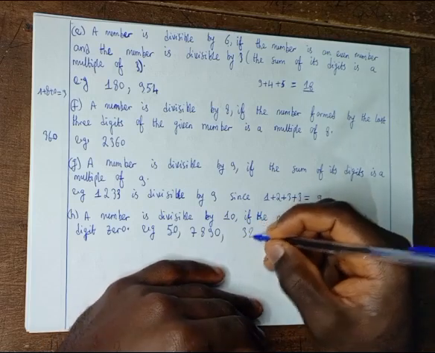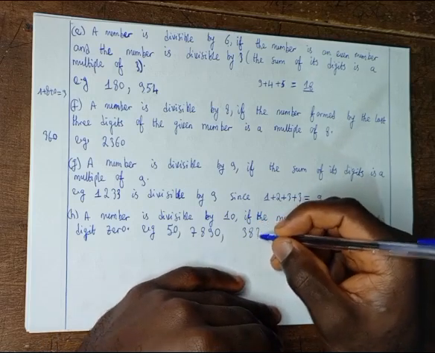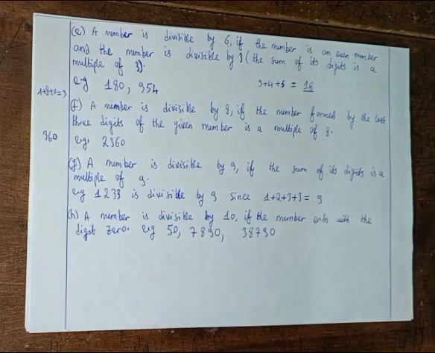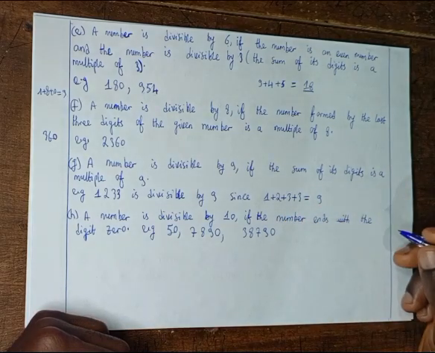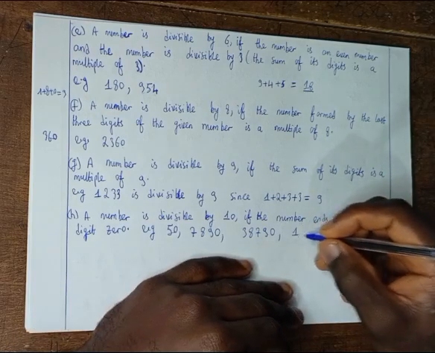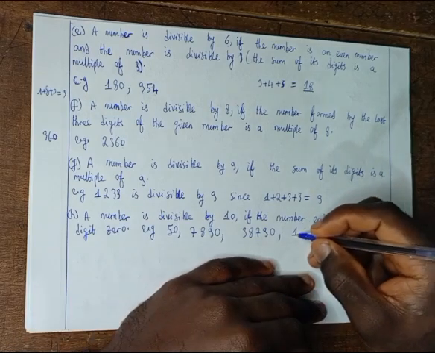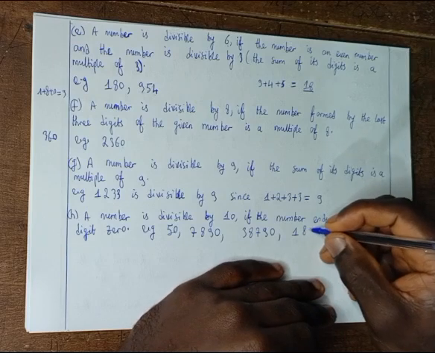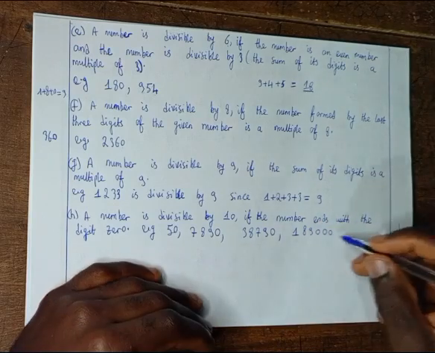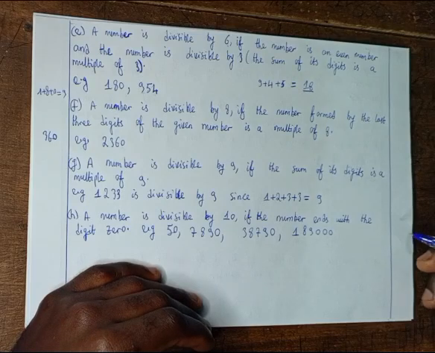Take the number 38,790. It is divisible by 10 because it ends with 0. We take the number 189,000. It is divisible by 10. This number ends with zeros.